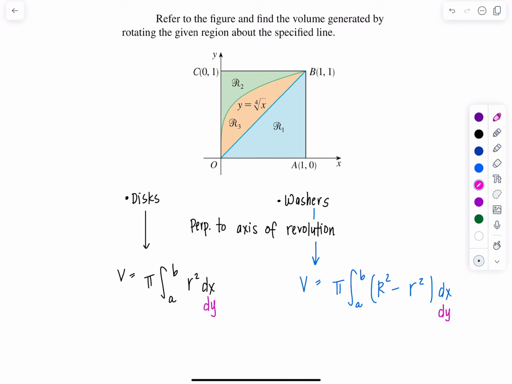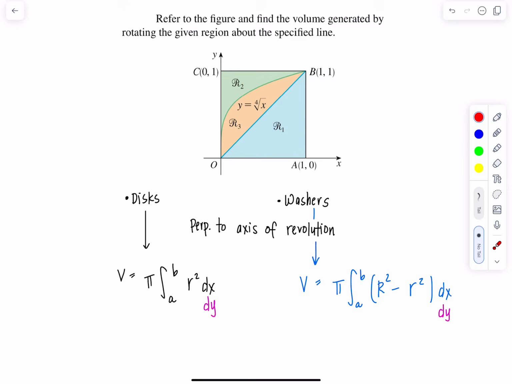So I just wanted to work through some extra examples for you guys since my students requested more practice, and here I am giving the people what they want. So we're going to refer to this graph here for all of the exercises that I'm going to work through in this video. Refer to the figure and find the volume generated by rotating the given region about the specified line.